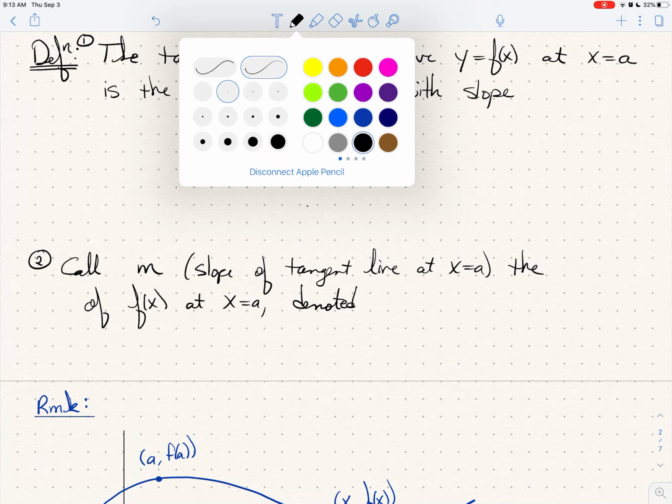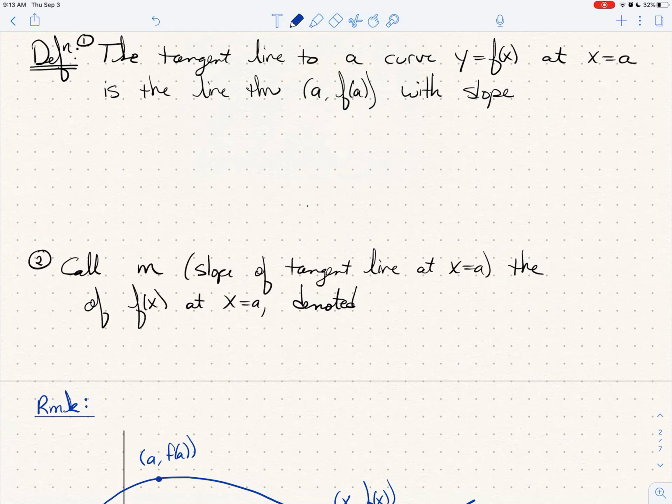You've seen the picture behind this definition. So we're going to define now the tangent line to a curve, f of x, at a specific x value, as the line that goes through the point a, f of a, so it touches the curve at that point, with slope. Remember, it all comes down to the slope. So with slope m equals the limit as h goes to 0 of f of a plus h minus f of a, all over h.